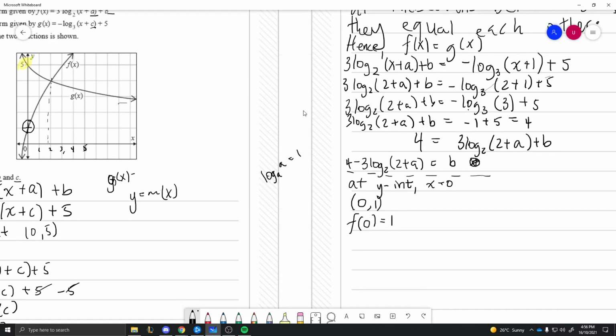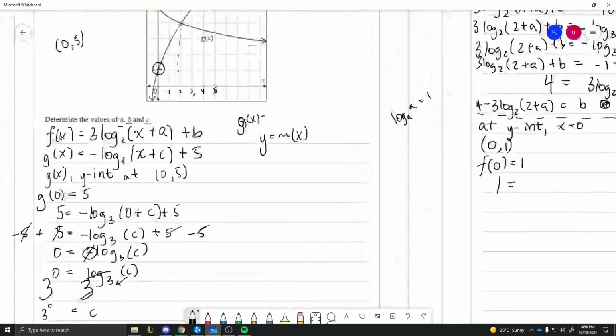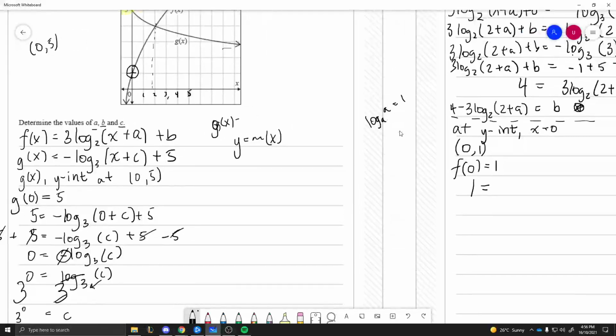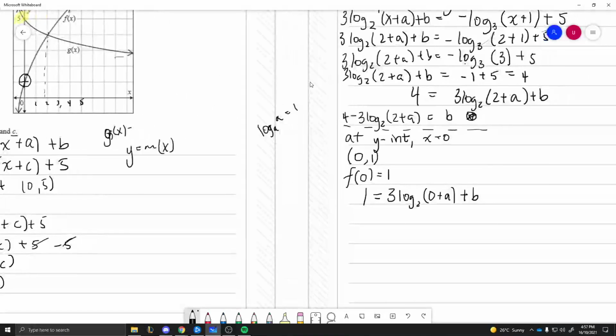So now let's sub in the entire f of x. 1 equals, but make sure x is 0, so we use this equation here still: 3 log to the base 2 of (0 plus a), plus b. Now that you've subbed that in, you can simplify, so 1 equals 3 log base 2 of a, plus b.